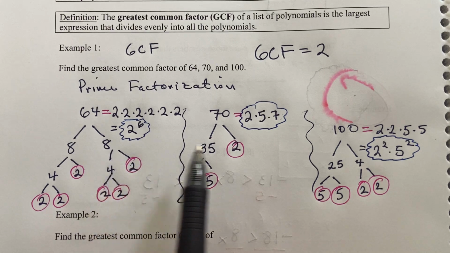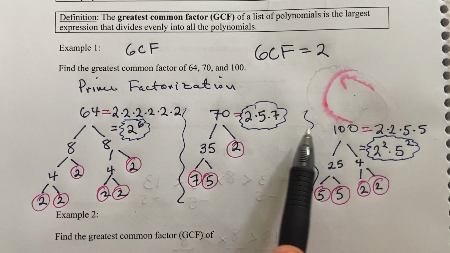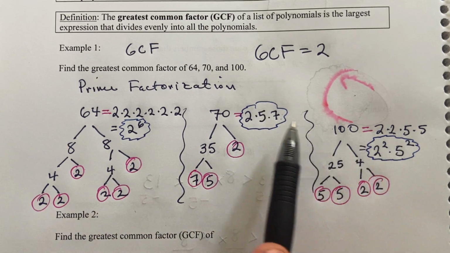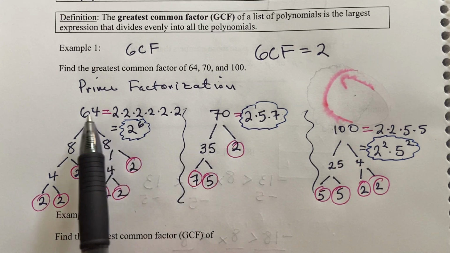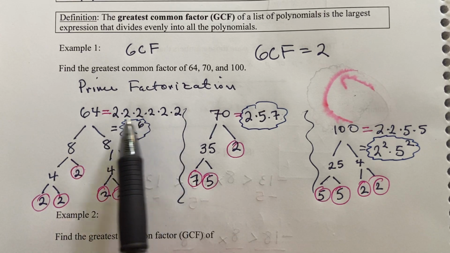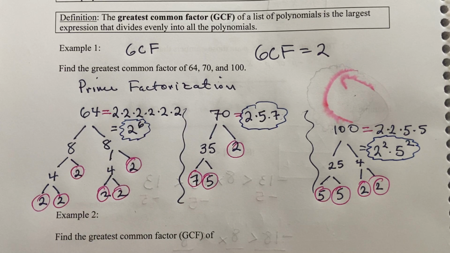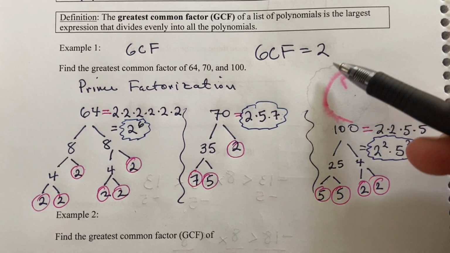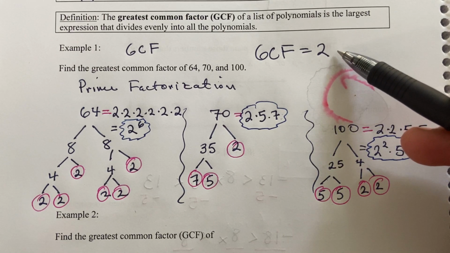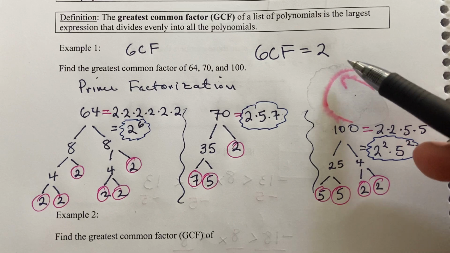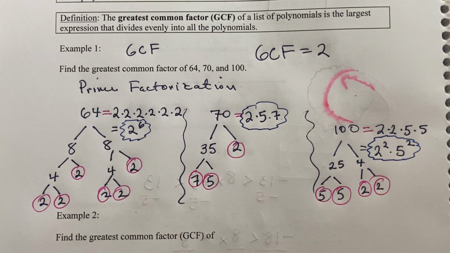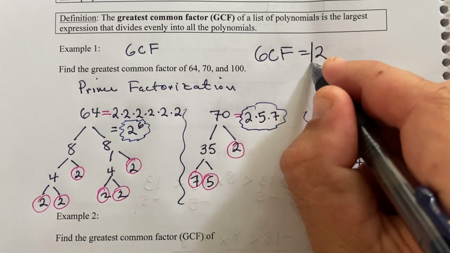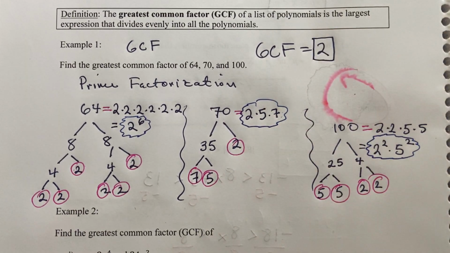Now I move to the next prime. Here's a 5, here's a 5, so 5 is a common factor of these two numbers, right? 70 and 100, that makes sense, both divisible by 5. 64 doesn't have a 5 because it's not divisible by 5. So 5 is not going to come into the greatest common factor because it's not common, right? We would need a 5 in here, and this would be just a different number at that point. So nothing else is in common, and the GCF of this would be 2.